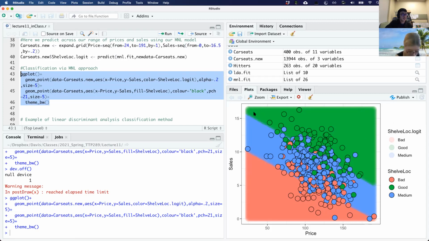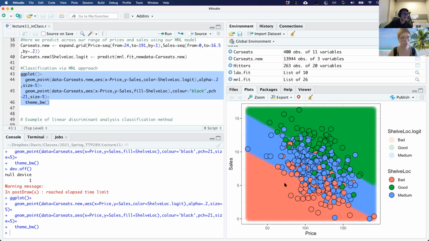And so my prediction, if I'm at this price and at like 15 sales, is that the car seat is going to be located on a good shelf location. If I go over to sales of 5 and a price of 150, my model is going to predict that it's in a medium good shelf location in blue. And so this is the prediction domain of a particular outcome.